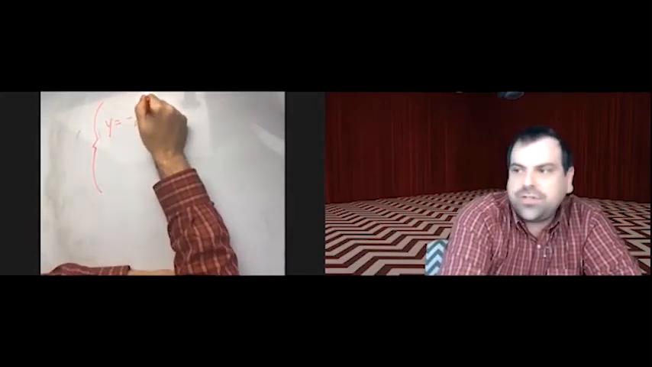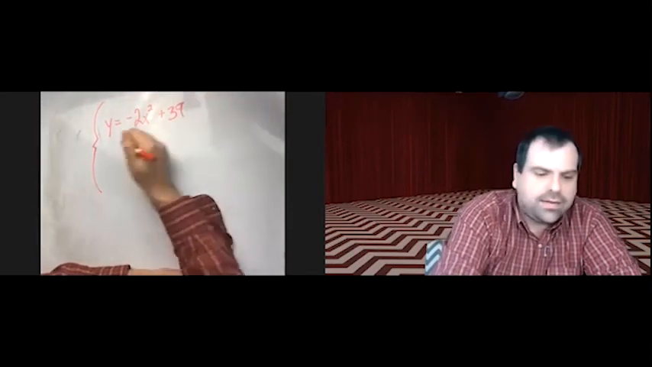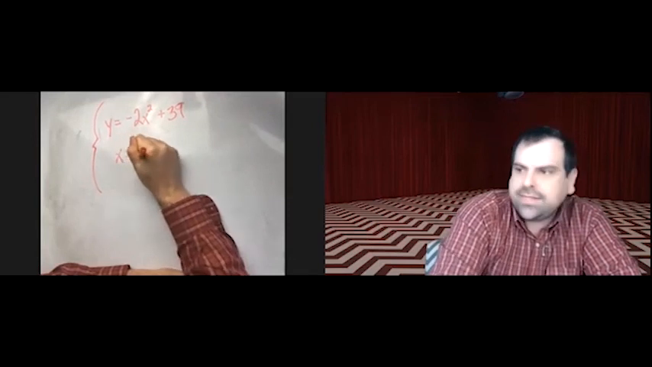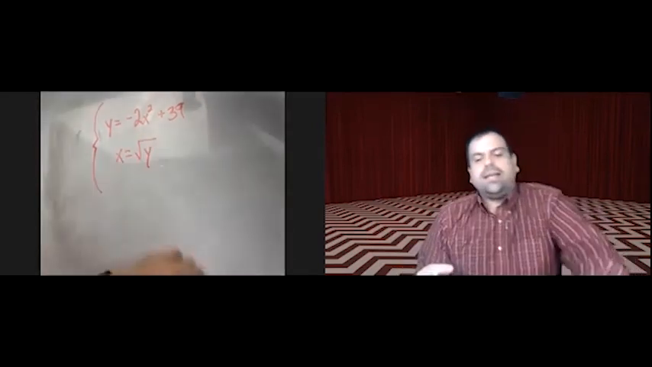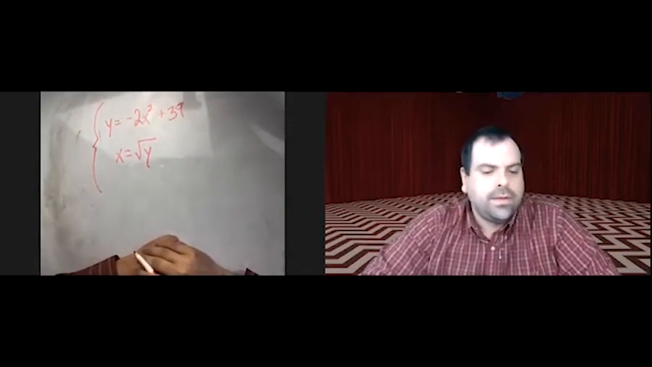y equals negative 2x squared plus 39. And x equals the square root of y. Neither of these are lines. That's why it's nonlinear. We're going to solve this using substitution.